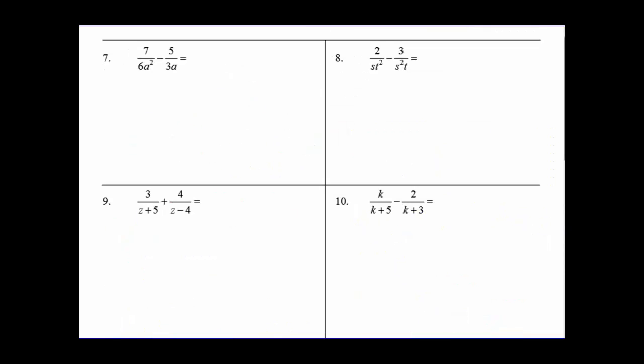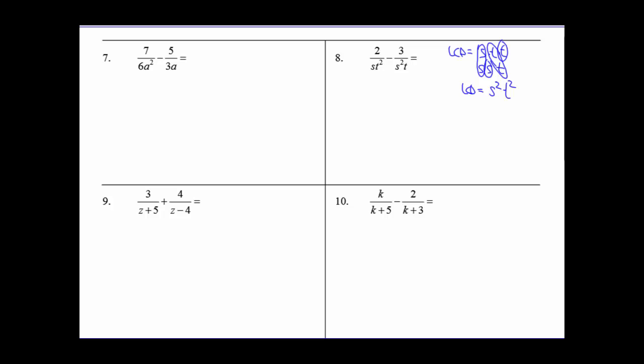We're going to jump over to number 8 now. On number 8, our LCD. For the left-hand side, we need an s and then 2 t's. For the right-hand side, we need 2 s's and a t. So if we put everything together, we need an s, we need another s, we need a t for both, and then we need a second t for the top. So our lowest common denominator is going to be s squared t squared.